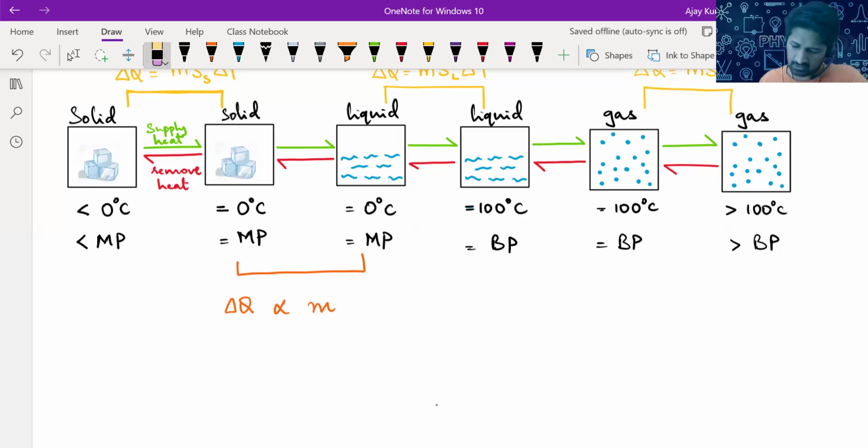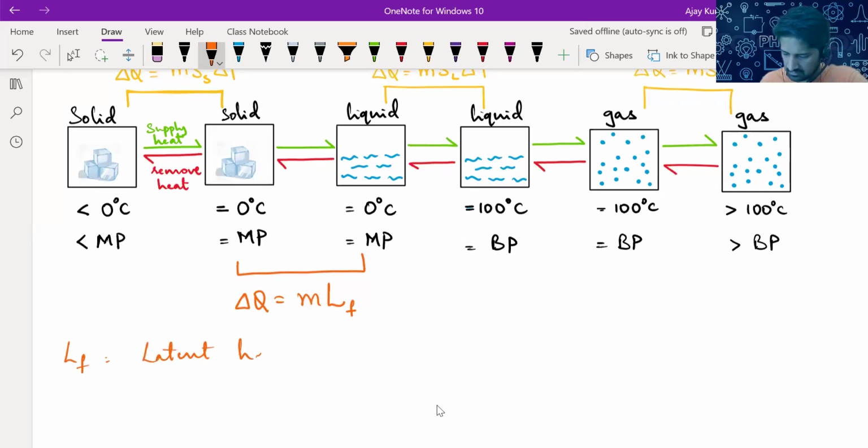So the equation goes like this: delta Q is equal to mL, where L is what we call latent heat. Now, for solid liquid conversion or liquid solid conversion, we use latent heat of fusion. LF stands for latent heat of fusion. You can use the same equation for forward process as well as backward process. In one case, delta Q will be positive, in another case, it will be negative.